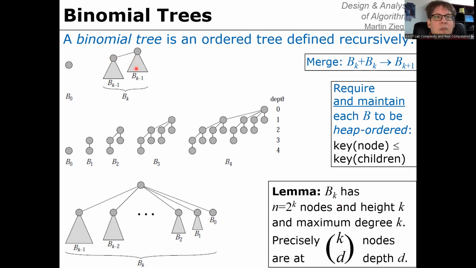And what is the algorithmic cost of this merge operation? Well, it's constant, right? We only look at the two roots, the key values, determine which one is smaller, and then create one additional pointer, or maybe a two-directional pointer, to combine them, which is all constant cost.